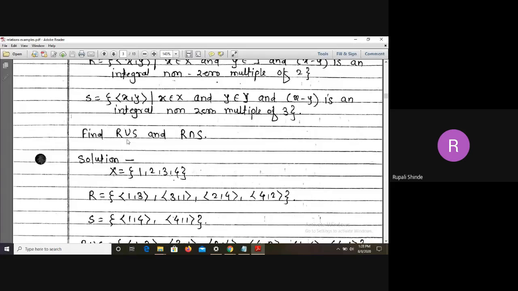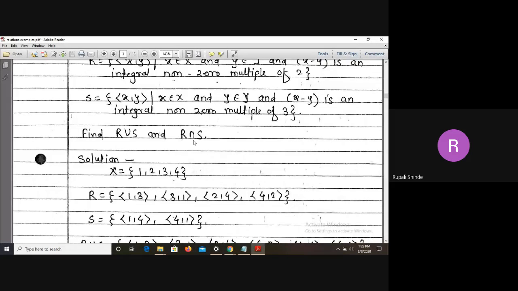Now we have to perform union and intersection operation. So union means what? Again we are going to combine order pairs from both the sets. So R union S is 1, 3, 3, 1, 2, 4, 4, 2, 1, 4 and 4, 1. So here we have just combined order pairs from relation R and S.